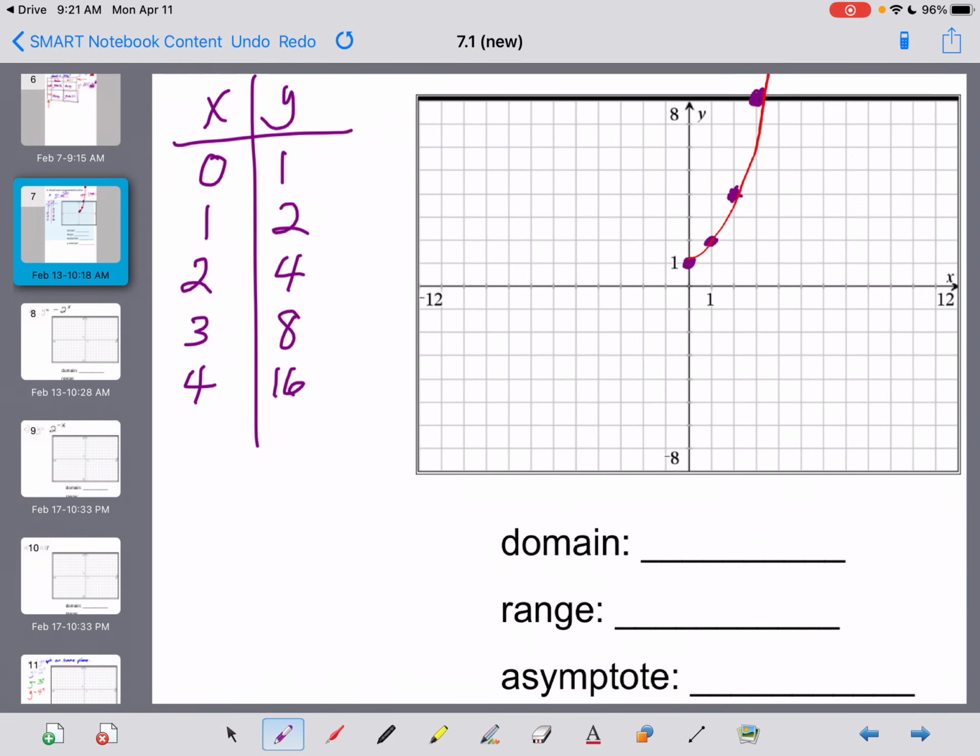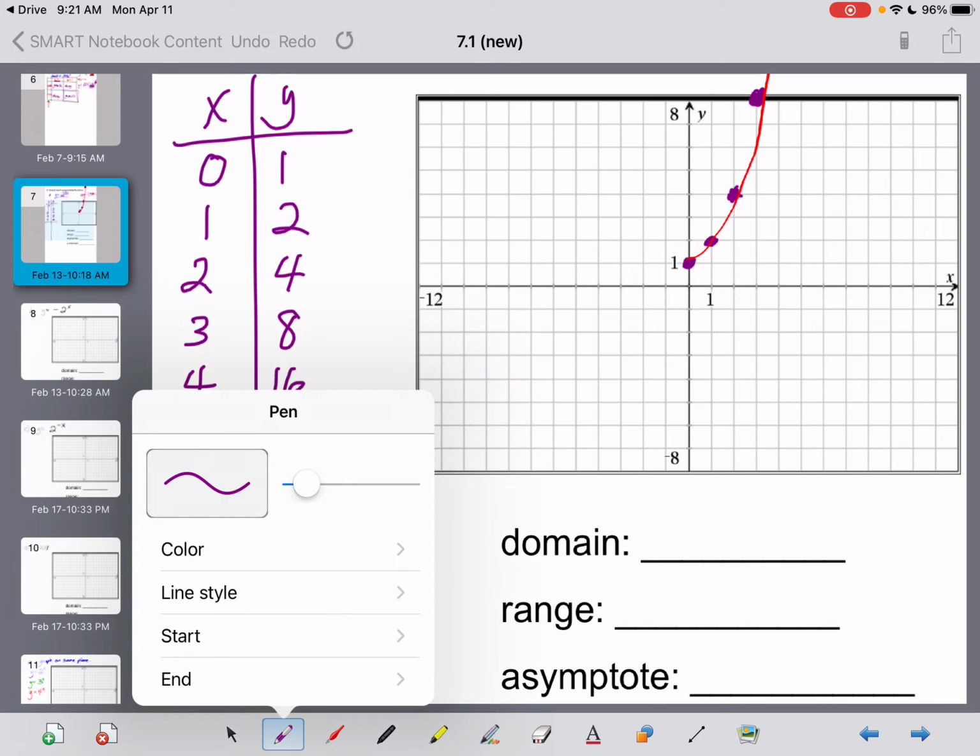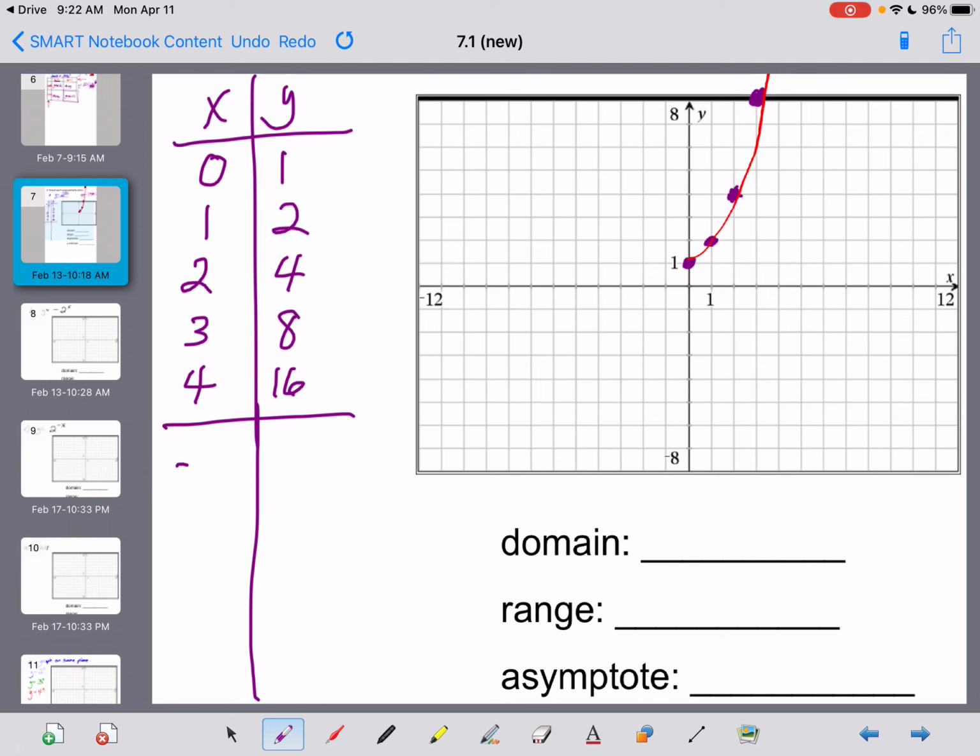So I'm going to keep going with my chart right here. I'm going to kind of put a line. What if I had moved to the left? And what if I had let x equal -1? Now this is something you guys are going to be able to use your calculator with.